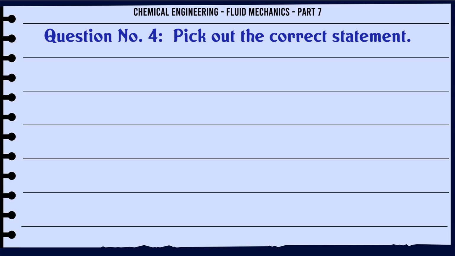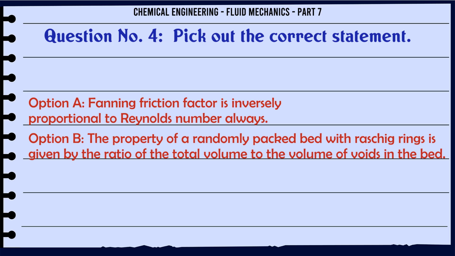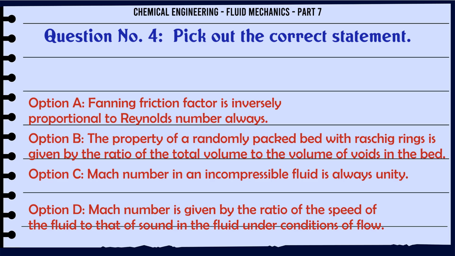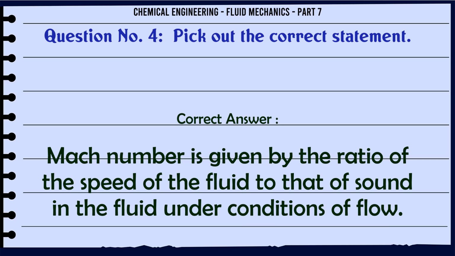Pick out the correct statement. A. Fanning friction factor is inversely proportional to Reynolds number always. B. The porosity of a randomly packed bed with Raschig rings is given by the ratio of the total volume to the volume of voids in the bed. C. Mach number in an incompressible fluid is always unity. D. Mach number is given by the ratio of the speed of the fluid to that of sound in the fluid under conditions of flow. The correct answer is Mach number is given by the ratio of the speed of the fluid to that of sound in the fluid under conditions of flow.